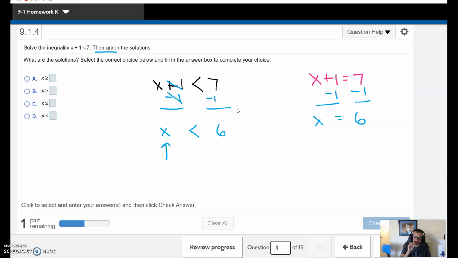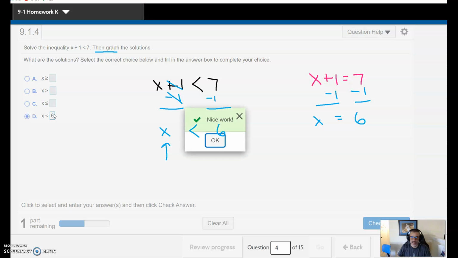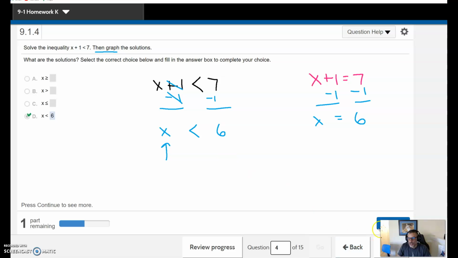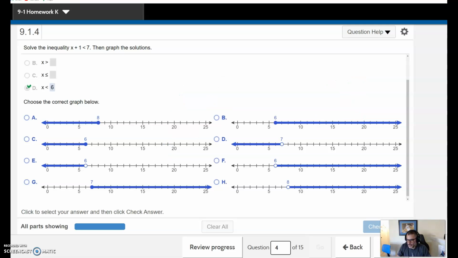Now we have to graph our answer. All right, x is less than 6. So I find x is less than, there it is, and I put in 6, got it. All right, hit continue, and oh boy, look at all these graphs. I have 8 different graphs. Don't worry about it, all right? Piece of cake.